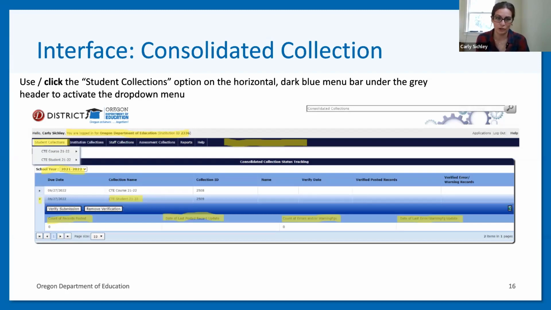It's important to make sure that you're on the correct school year, just in case something got adjusted while you were on this page. So make sure that you're on the 21-22 school year, because it wouldn't be great if you were on a different school year. Then there's the count of records posted. Once you have uploaded data or done any kind of data input, the records posted are the records that successfully came through. The errors are records that have errors on them. Records that have errors are not included in the posted record number.